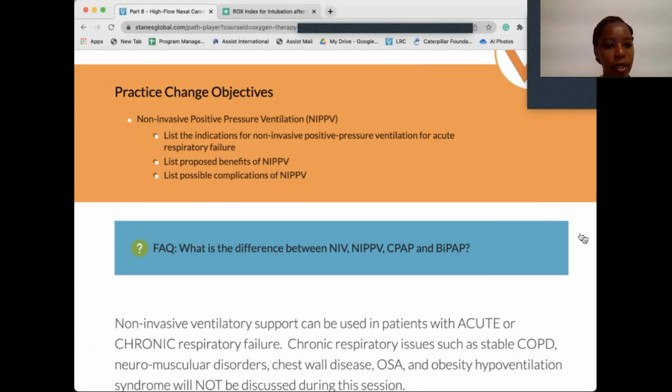So for non-invasive positive pressure ventilation, we list the indications for non-invasive positive pressure ventilation for acute respiratory failure, list proposed benefits, list possible complications. The good thing about this is most of the things we've already discussed, so it will be quick. Okay, so let's continue.